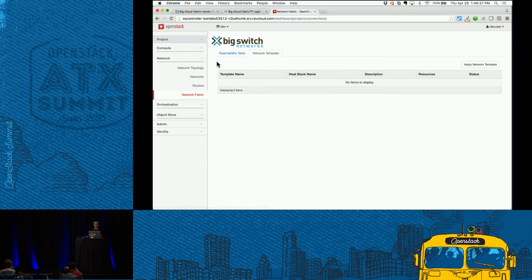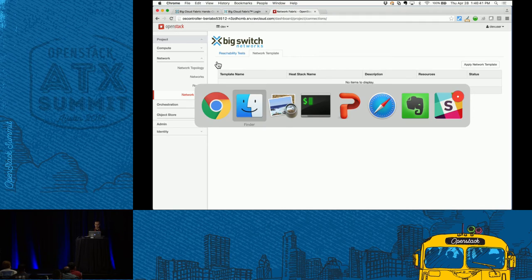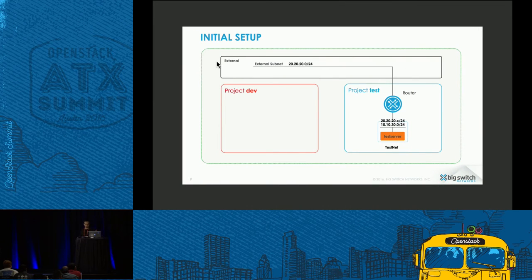So once you log into that dev user, you'll see you're already in the dev project. The setup that you have is really a single project that we have pre-created for you, and there's a second project, test. The dev project is pretty much empty. There's nothing in it. And this is where you will be deploying your three-tier app using the Heat template.